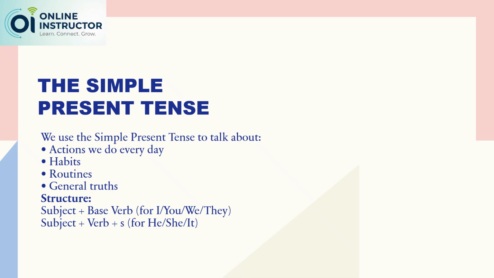The simple present tense. To talk about routines, we use the simple present tense. This tense is used for habits, daily activities, and things that happen regularly. For example, I wake up at 7 a.m. She wakes up at 7 a.m. The structure is simple. With I, you, and they, we use the base verb. And with he, she, and it, we add s or es to the verb.